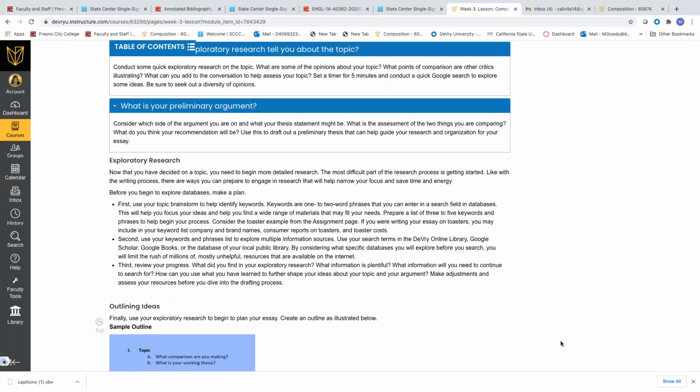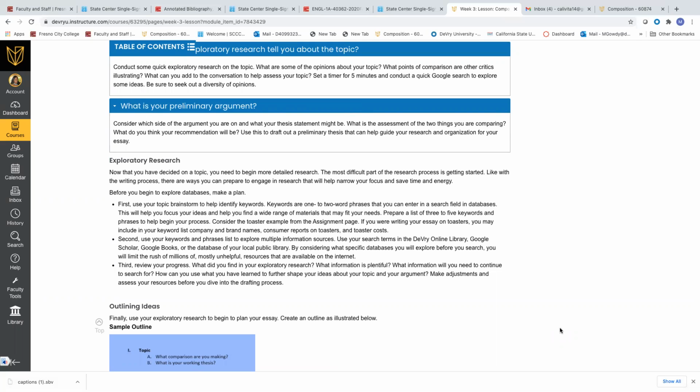Before you begin to explore databases, make a plan. First, use your topic brainstorm to help identify keywords. What are keywords? Keywords are 1 to 2 word phrases that you can enter in a search field in databases. This will help you focus your ideas and help you find a wide range of materials that may fit your needs. Prepare a list of 3 to 5 keywords and phrases to help begin your process.